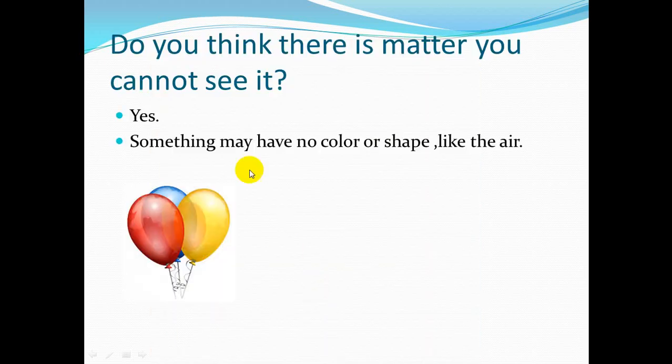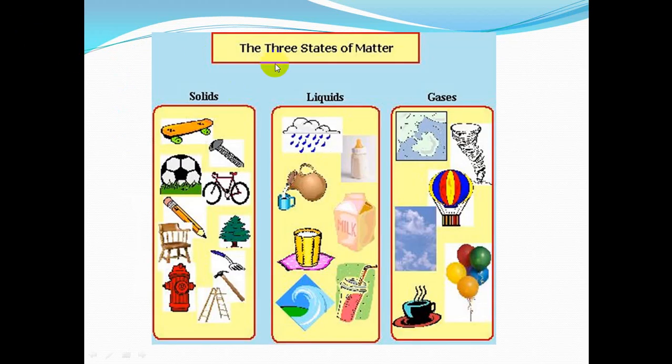But at first I will ask you this question: do you think there is matter you cannot see? Yes, some matters are very small to see, or something may have no color or shape. Like what? Like the air around us. So there are some matters we cannot see. Do you remember the three states of matter? Solids, liquids, and gases. All of these, the three states of matter, are examples of matter, and all of these matters have physical properties.